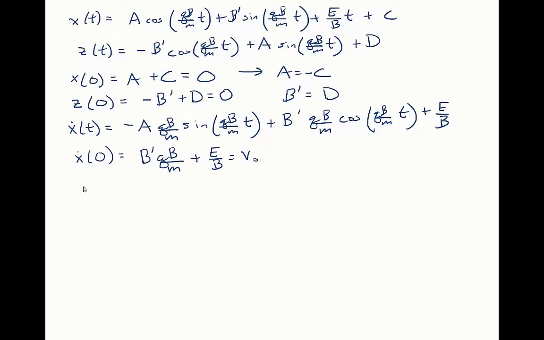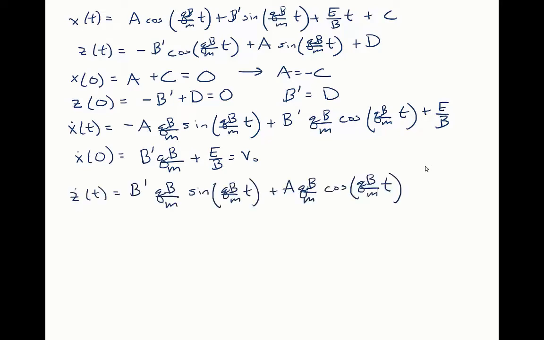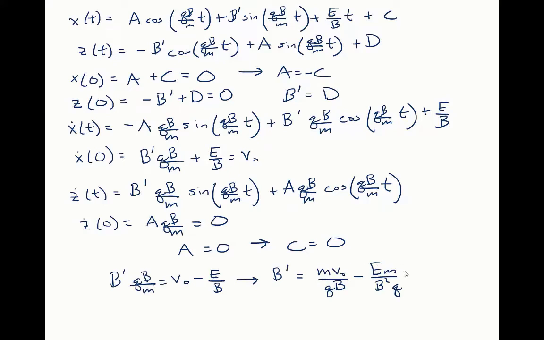Now we take the derivative of z of t, and this is set equal to 0 when I plug in time as 0. So now our sine is going to 0, our cosine is becoming 1, so we are left with a times a bunch of constants, and this gets set equal to 0. Well, that means a equals 0, which tells us that c also equals 0. So now we just need to solve for b and d. So b prime, and we know that b prime equals d. Okay, we solved for our constants.